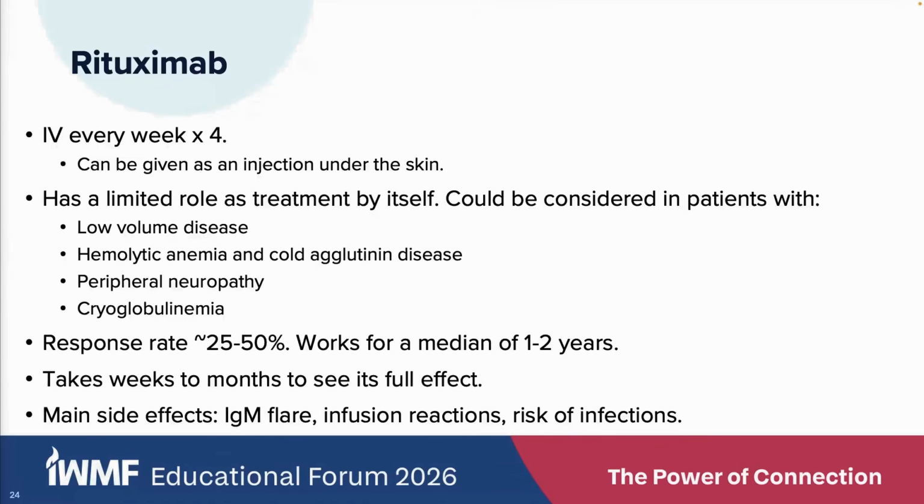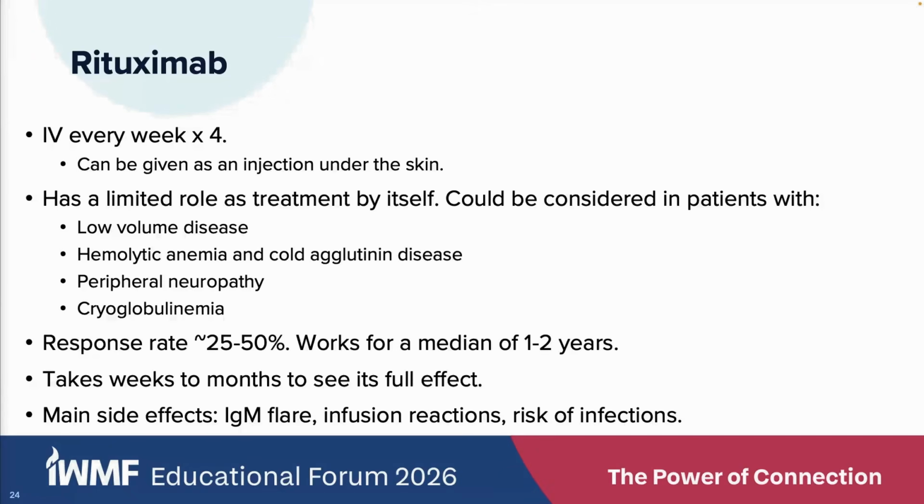It's typically given intravenously every week for 4 weeks. It can sometimes be given under the skin as an injection. Sometimes there could be different treatment schedules, so not just necessarily weekly for 4 weeks. Sometimes there could be more frequent dosing. It works in around 25 to 50%, so not great. And it works for the median of a year to 2, so also not great. So if I give Rituxan to a patient, I'm not expecting it to work for 5 or 10 years. Sometimes we get pleasantly surprised, and it does work for 5 or 10 years, but that's not the expectation.